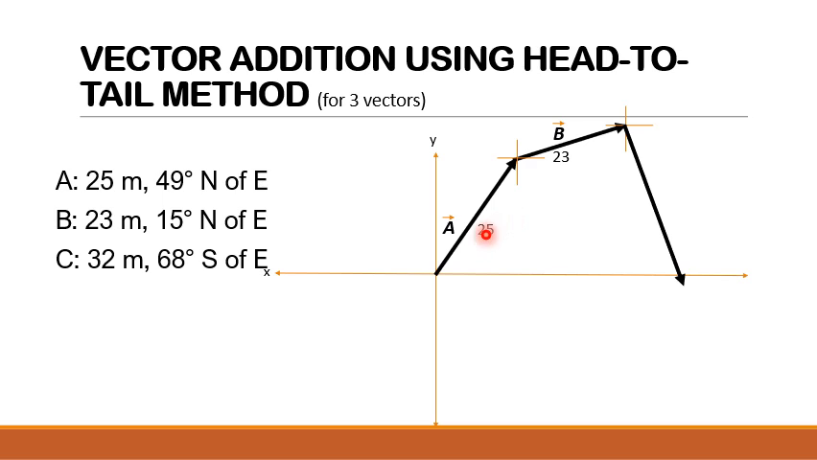Of course, how are you going to identify the resultant? It's by drawing an arrow from the origin going to the arrowhead of the last vector. You can do that by measuring this with your ruler and identifying the angle between the x-axis and this resultant arrow using a protractor. The answer to that is 50 meters, 7 degrees south of east.